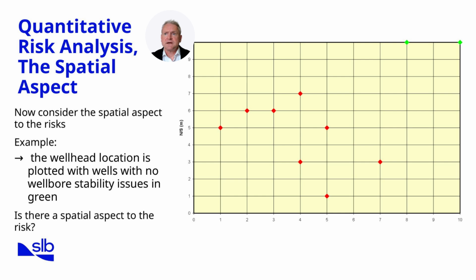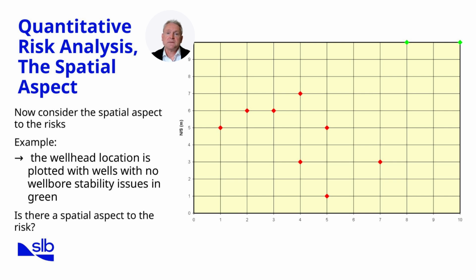The figure shows a location map highlighting the 2 wells in green at the top right that didn't exhibit any wellbore stability issues. From this figure, we can start to see there may be a geometric and geological aspect to the wellbore instability identified. The question is, how can we use this information to improve our quantitative risk model for our subject well?